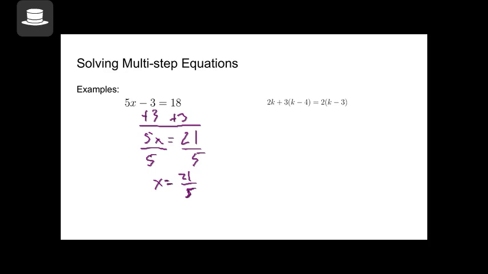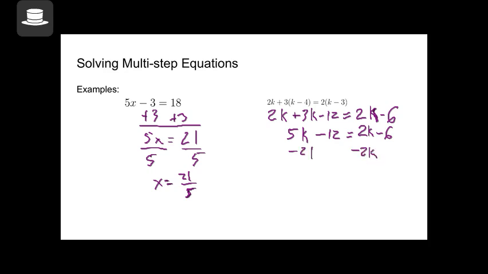So I have 2k. I'm going to go ahead and distribute the 3, so I have 3k minus 12, and that is equal to 2k minus 6. Okay. So I went ahead and expanded, but now I want to simplify. So 2k plus 3k is 5k minus 12 is equal to 2k minus 6. Now by doing this, that will allow me to solve my equation. And so I'm going to go ahead and move the k's over to the left by subtracting 2k.